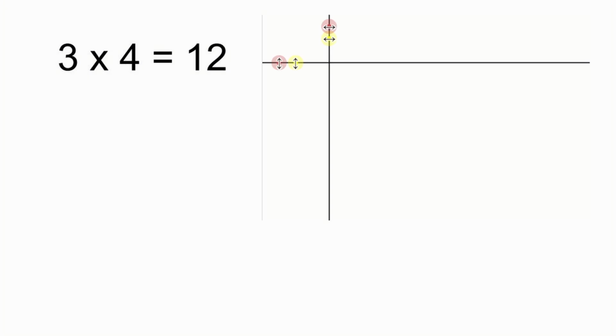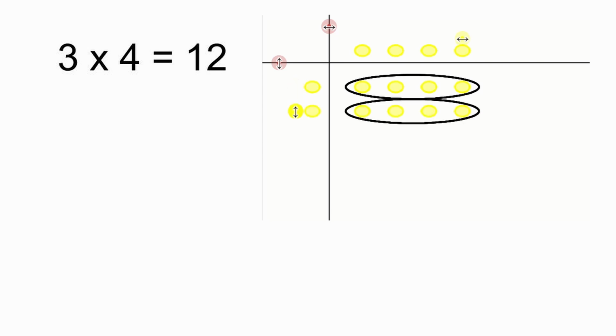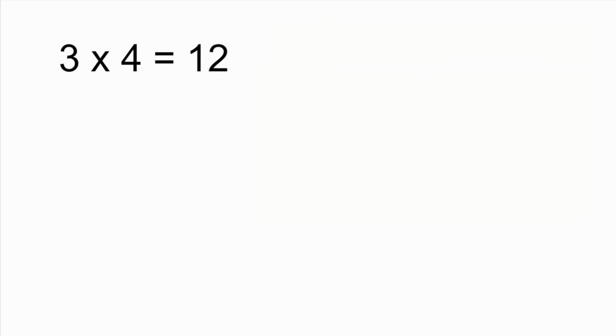So 3 times 4 equals 12. I'm going to need 4 objects, 1, 2, 3, 4, for these dots. And I'm going to place that inside of a group. Now times 3 means I want 3 of these groups, so times 2, times 3. And I can see that 3 groups of 4, 3 times 4, I'm going to have 12 dots altogether. So 3 times 4 is 12. So I know that this first equation is true.